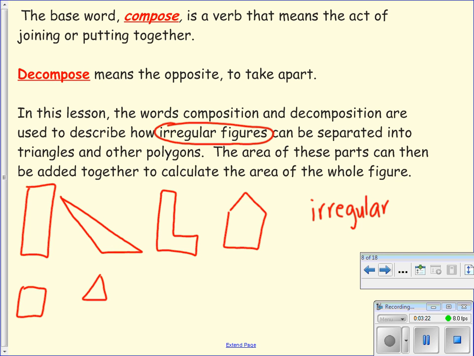So irregular shapes, we don't have formulas for their areas. All triangles are half base times height. All parallelograms are base times width. But what about this one? I see a triangle and a quadrilateral. This one, well, it's not just a parallelogram. Well, it's not a parallelogram at all. It's not a triangle, so what would we do? So let's say we're going to decompose them, find the areas, and add them back together.